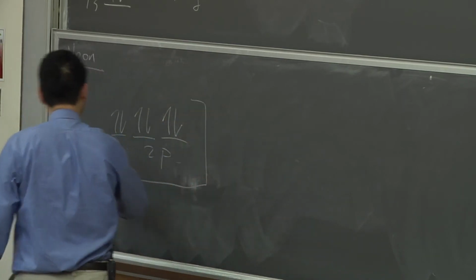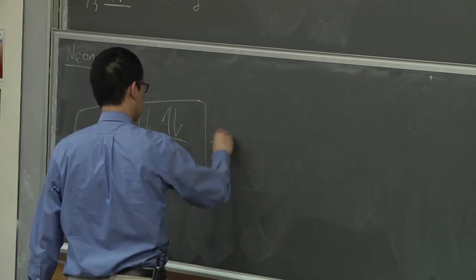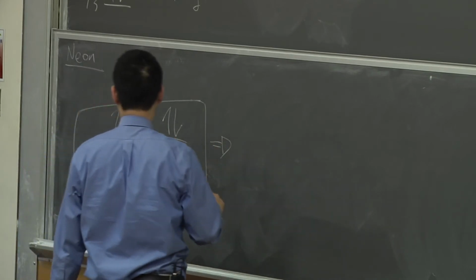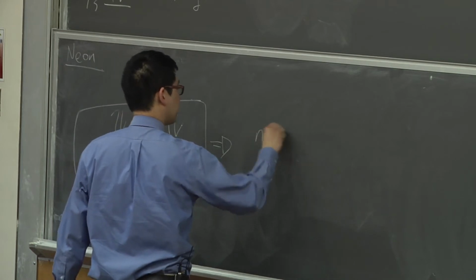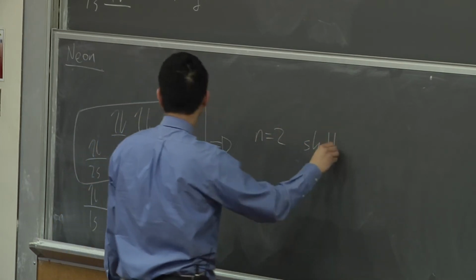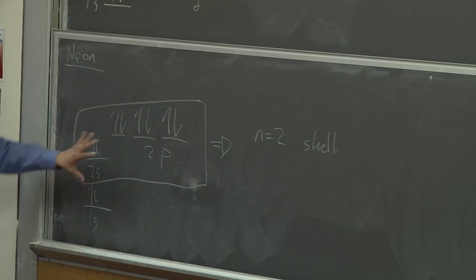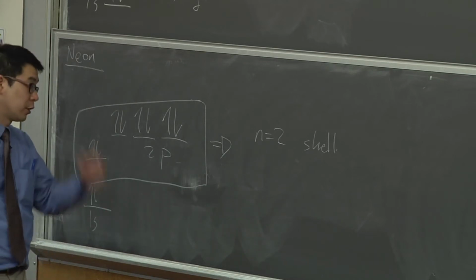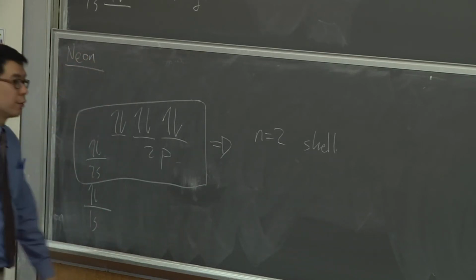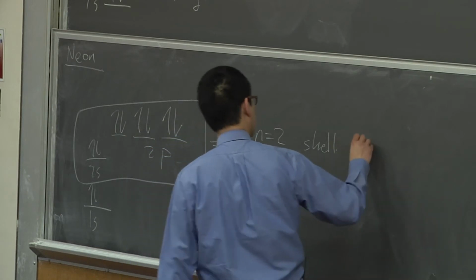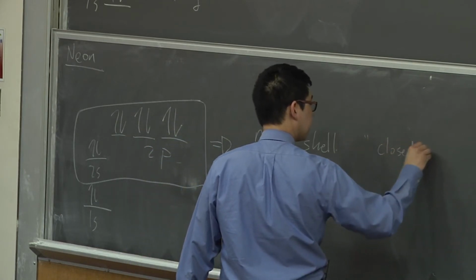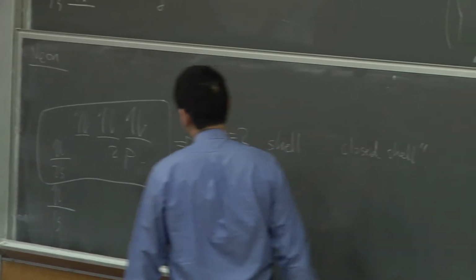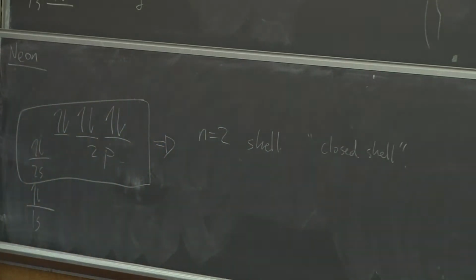What this is, you can see here's your n equals 2 shell. And it's entirely full. Right? So you have 2, 4, 6, 8 electrons. And then you have nothing else. Right? And so this is what we would call a closed shell. It turns out that this kind of closed shell configuration is quite stable.